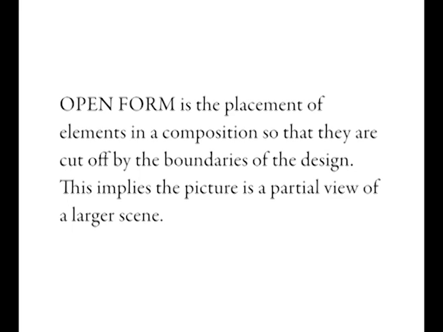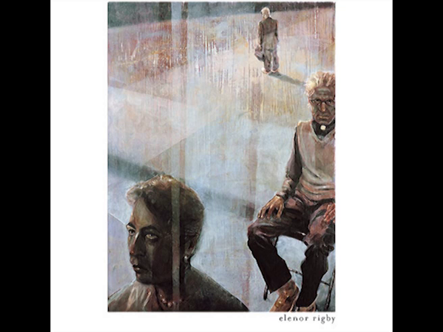Open form is the placement of elements in a composition so that they are cut off by the boundaries of the design. This implies that the picture is a partial view of a larger scene. So here's an open form composition, a partial view of a larger scene.